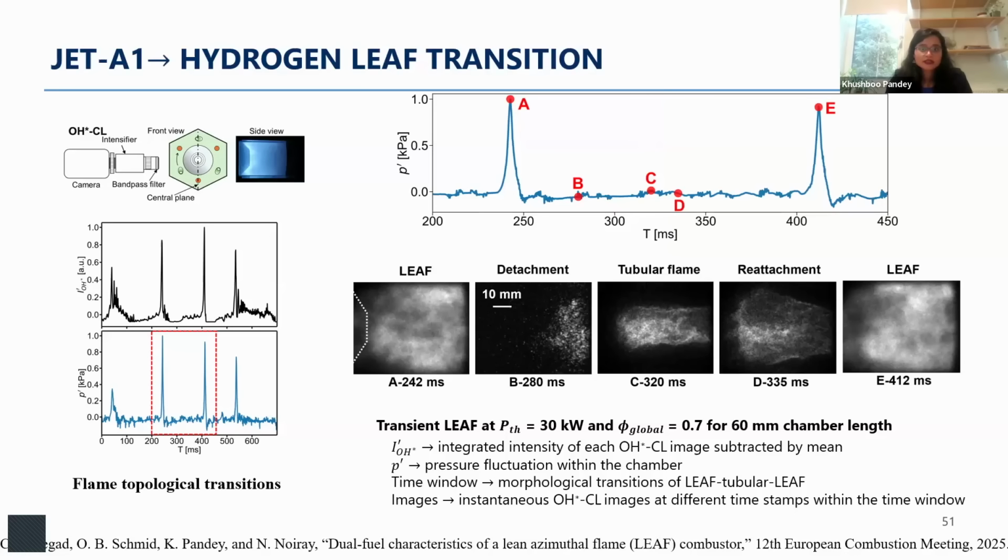These are the pressure points for different leaf operations in transient conditions. You see that when you have a leaf that is still in leaf mode, the pressure is quite high, and then when we lose it to a tubular flame, the pressure intensities are lower and they get back up again. So it's behaving like a cyclic occurrence, and we need to investigate more what time scales or length scales are controlling these behaviors.